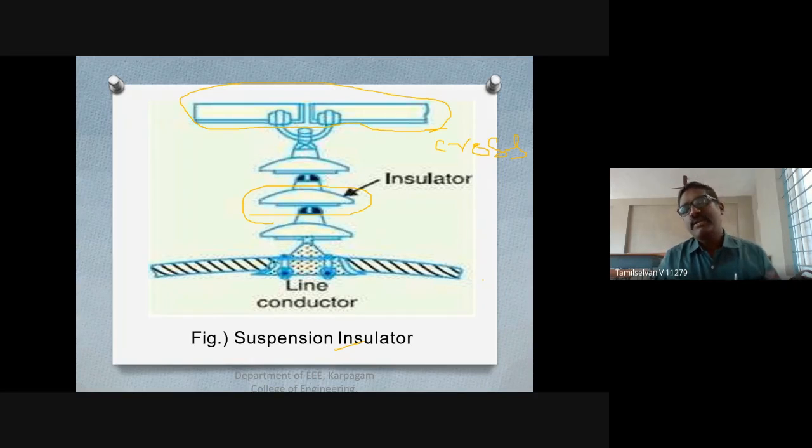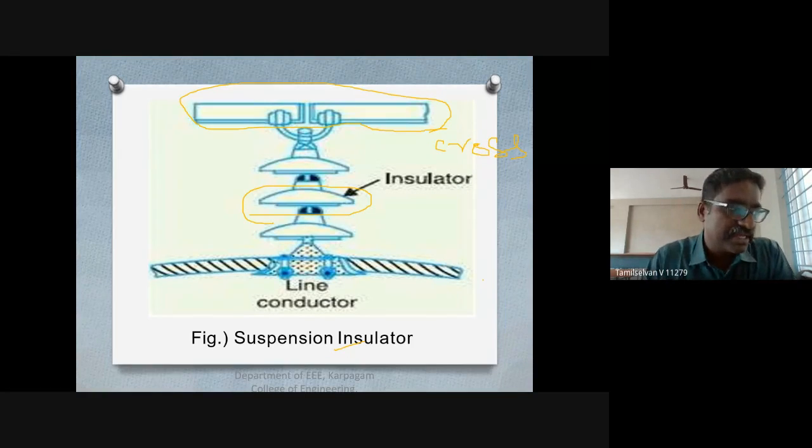Normally for higher power transmission, whenever the voltage level is higher, we need additional insulation. That additional insulation we can obtain from the suspension arrangement, and depending upon the voltage, the number of discs is increased.